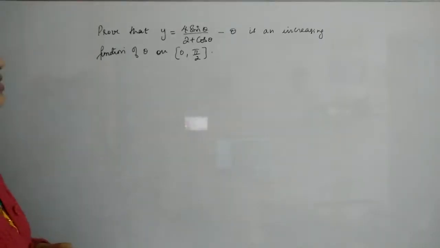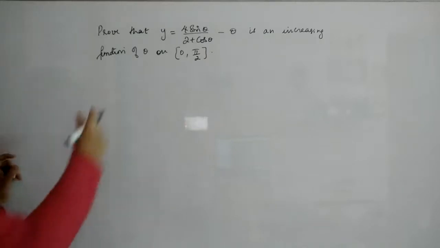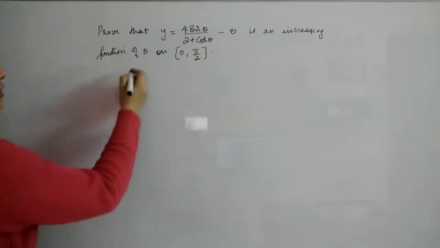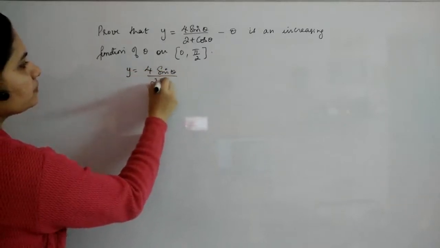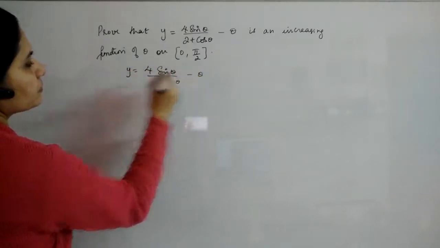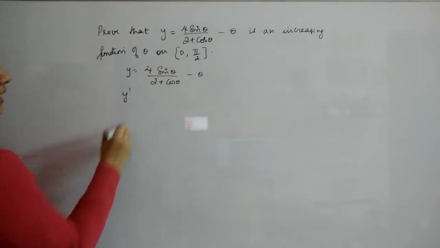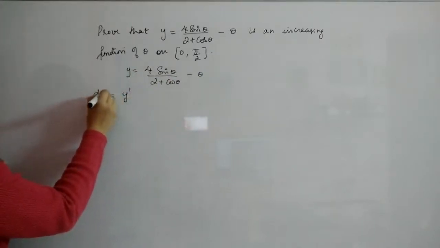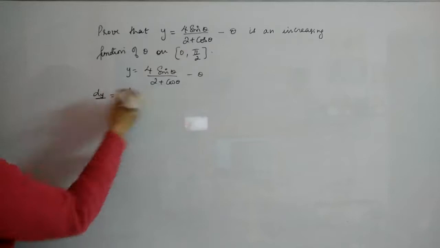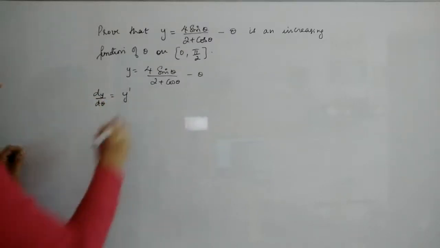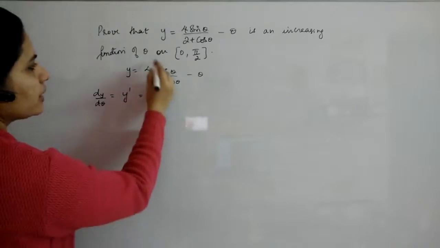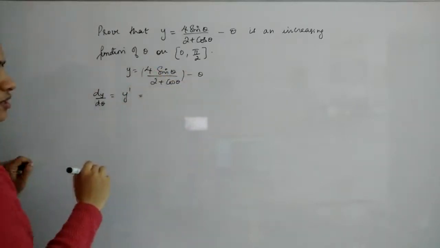Prove that y is equal to 4 sin theta by 2 plus cos theta minus theta is an increasing function of theta on this interval. So first we start with the question, y is equal to that, then take the derivative y dash, or dy by d theta, since theta is the independent variable here. Here you can use the quotient rule.